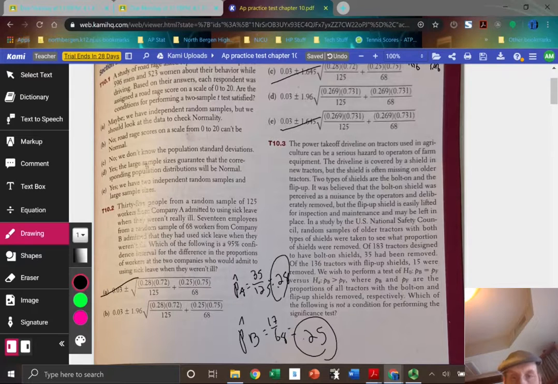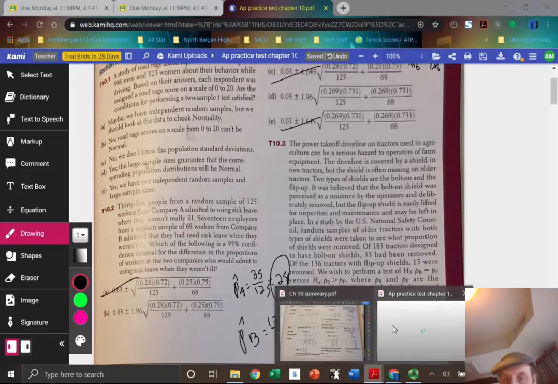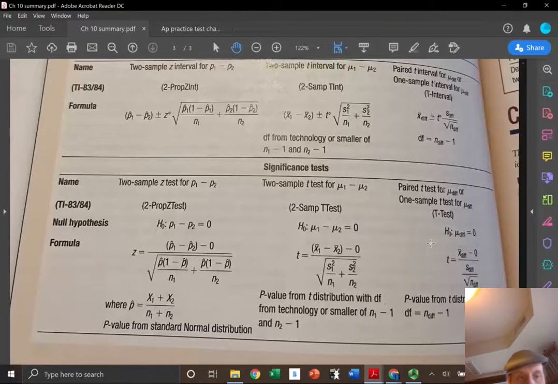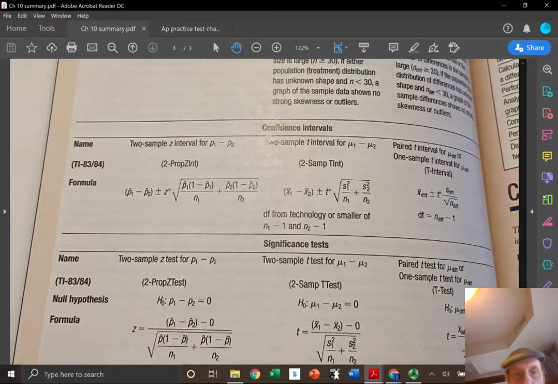Let's take a look here. Let me go to the summary. Here's the formula we're using for a confidence interval: P hat sub 1 times 1 minus P hat sub 1 over N sub 1, plus P hat sub 2 times 1 minus P hat sub 2 over N sub 2.